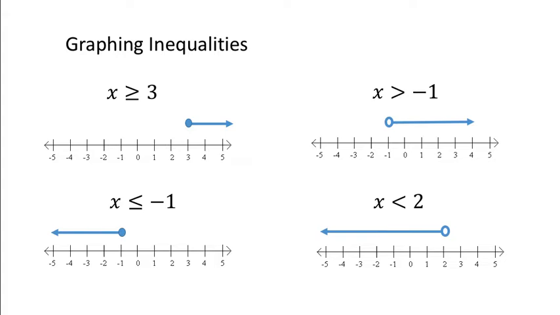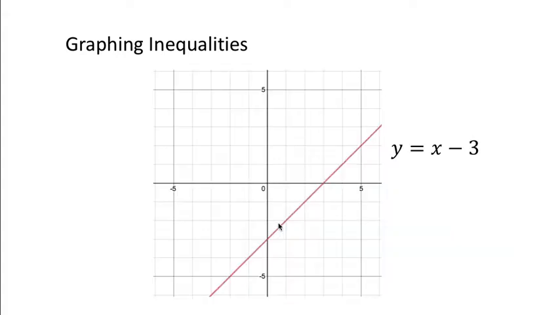Let's move to 2 dimensions. So let's quickly review how to draw a linear graph. Well, there's our graph y equals x minus 3. We've got -3 as our y-intercept, and our gradient or slope is 1. So you go up 1 across 1, up 1 across 1, up 1 across 1. That's y equals x minus 3.